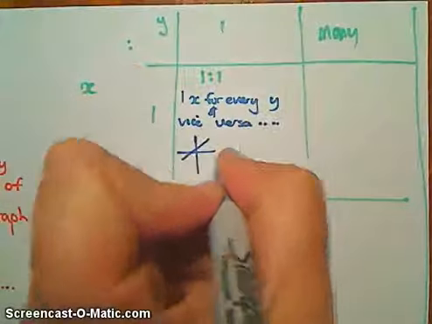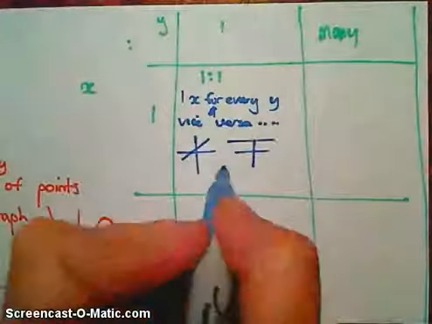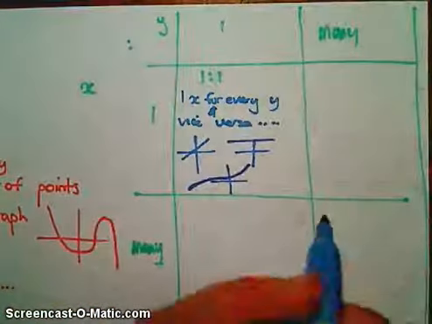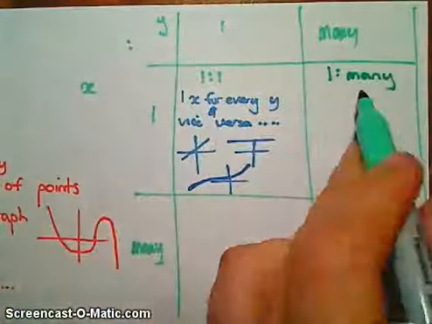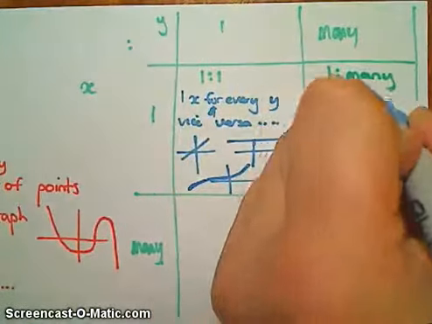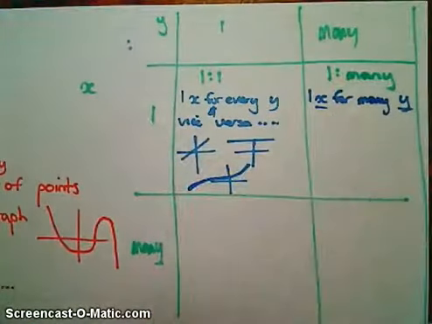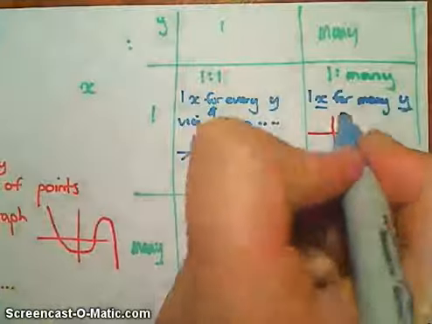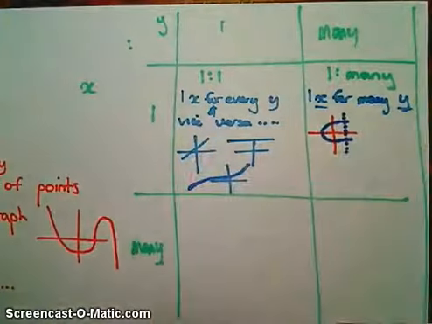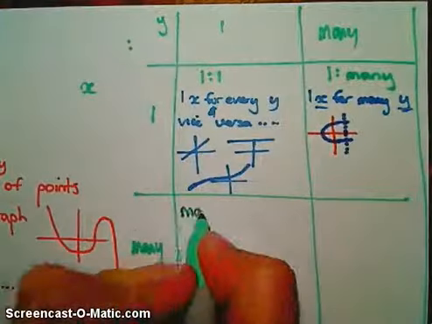So a one-to-one function means that for every 1 x there's 1 y and vice versa. So they're basically lines like this. A one-to-many relation is basically where for 1 x there are many y's, and that could look like something like this: 1 x value, but it would have multiple y values at that point.